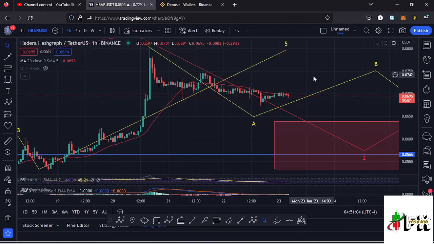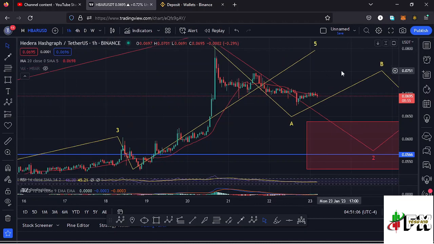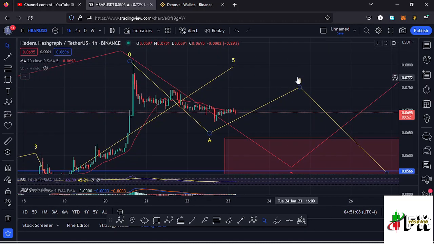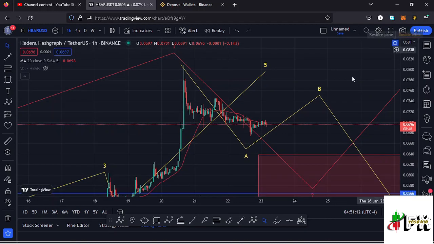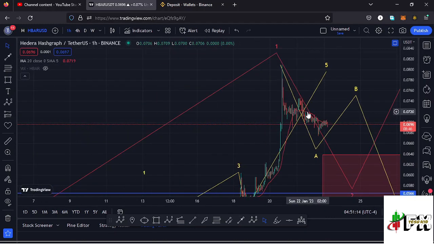And as I have said, we can expect short-term bullish movements before we see that wave C to the lower side to fully maximize our target area. So let's be patient and see how that plays out, and I'll be keeping you updated.